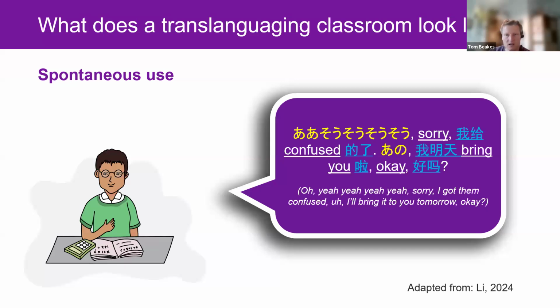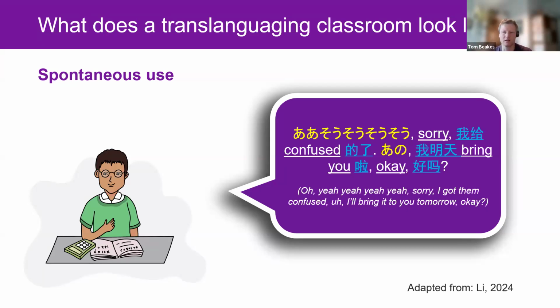And Li Wei, the academic who talks a lot about translanguaging, makes the point that a child speaking like this isn't doing this in a pre-planned way. They're not thinking, okay, now I'll switch to English, now I'll switch to Chinese. It's happening naturally because the speaker feels it's the most effective and natural way to communicate. Maybe because they lack the words for some things. Maybe it signals social connection to the person they're talking to. Maybe it's a way of easing the cognitive load as they're talking.